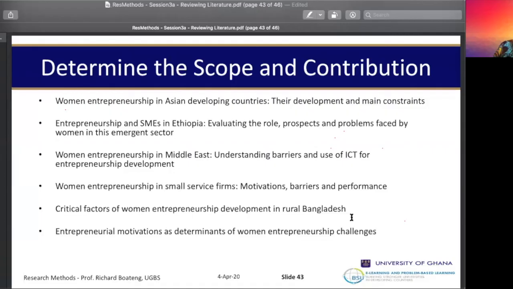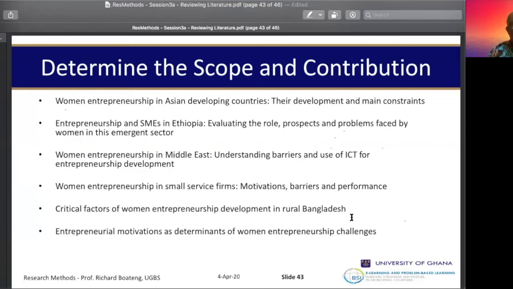Women entrepreneurship in the Middle East. Context is the Middle East. Topic is women entrepreneurship. The issue becomes more about the contribution. He's going to explore the barriers and the use of ICT in women entrepreneurship development. So he's looking at these two. Understanding barriers and use of ICT.